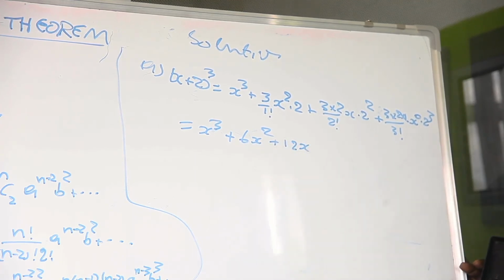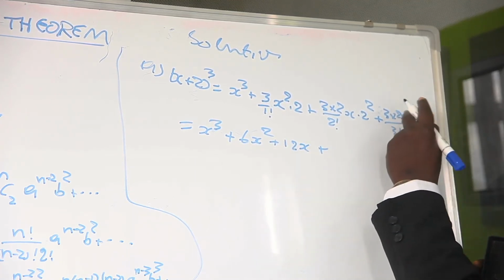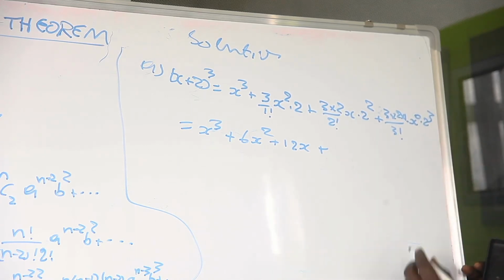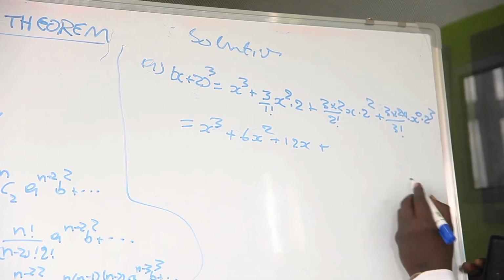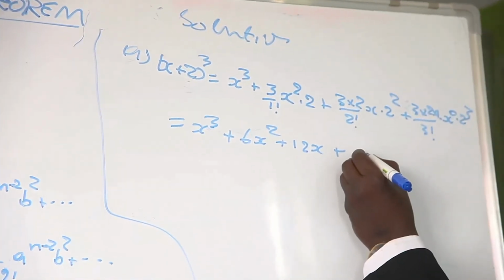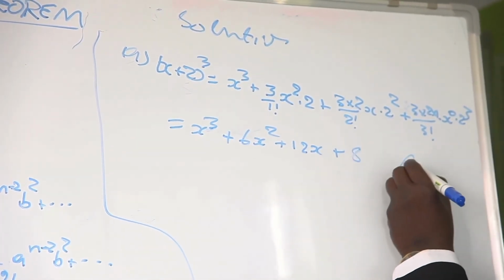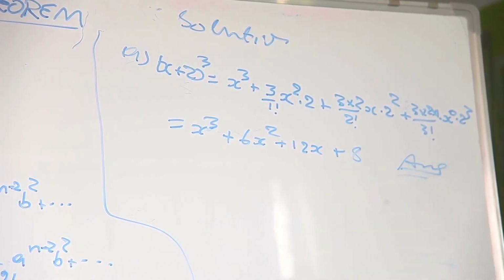Then x, then plus 3 times 2 times 1 is 3 factorial. And x^0 is 1. So this one cancels with 3 factorial. And we shall be having 2^3, which is 8. And that should be the answer to that.